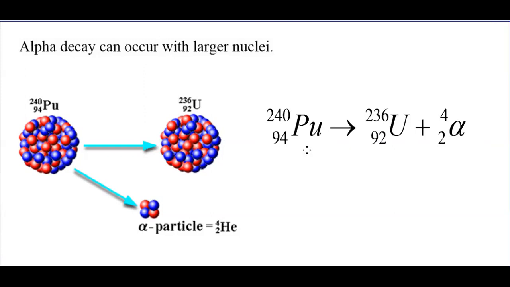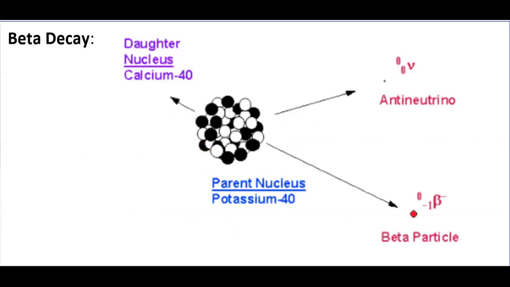The element that you start with is called the parent nucleus. The particles you end up with are known as the daughter nuclei. So in this case, plutonium-240 undergoes alpha decay and becomes uranium-236. Uranium-236 is also unstable, so it would probably undergo some more further decay. But we're just talking about a single particle of plutonium and a single particle of uranium-236. So this decay series wouldn't stop here. It would keep on going, but as far as just trying to isolate a single alpha decay, this is what it would look like. So beta decay is the other type.